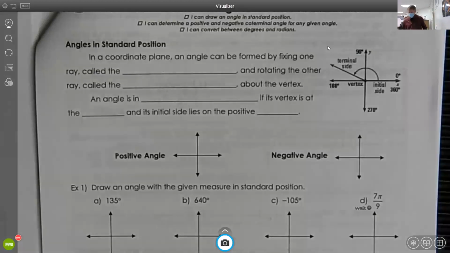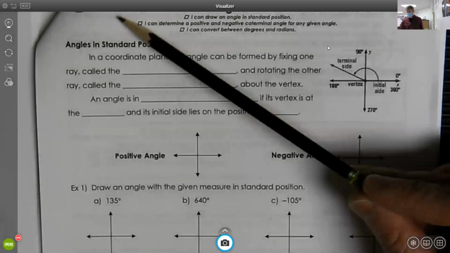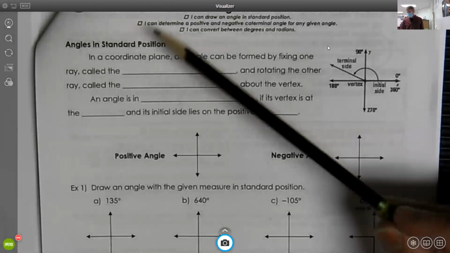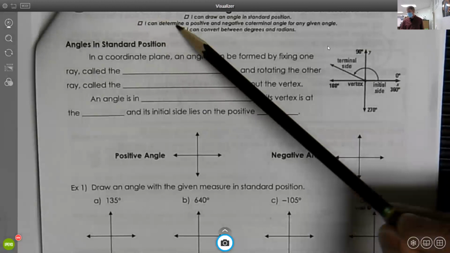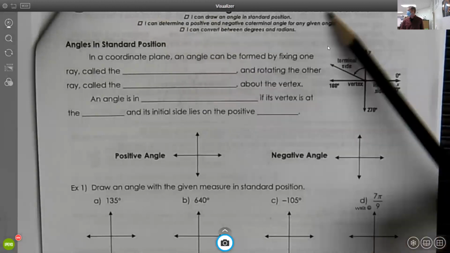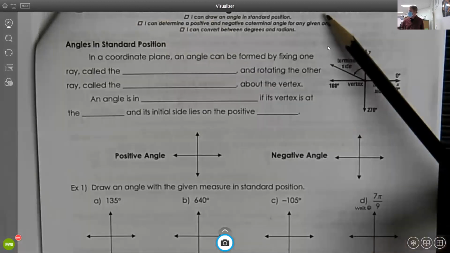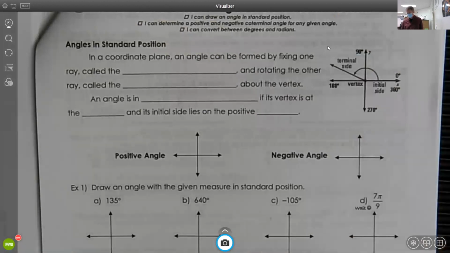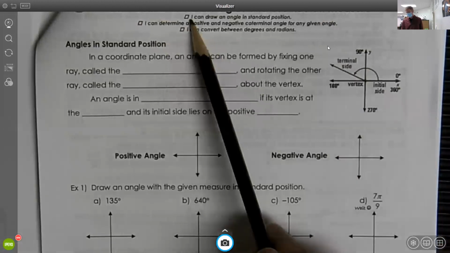So in Algebra 2 with trig, we're working with 13.2. We're going to talk about our general angles and radian measures. We're going to talk about degree values and radian measures. There's a few things that we'll need to be able to do.